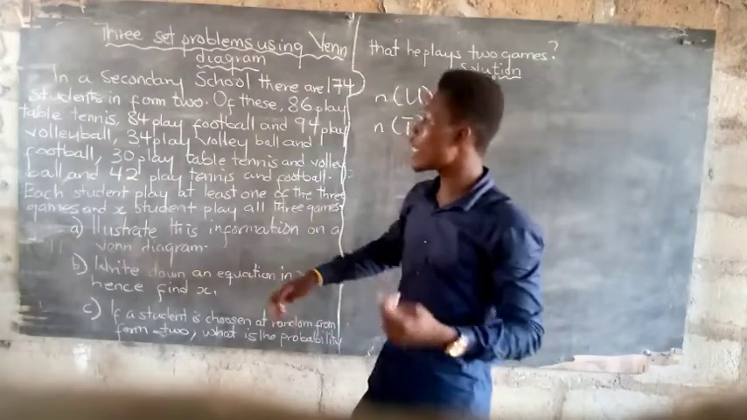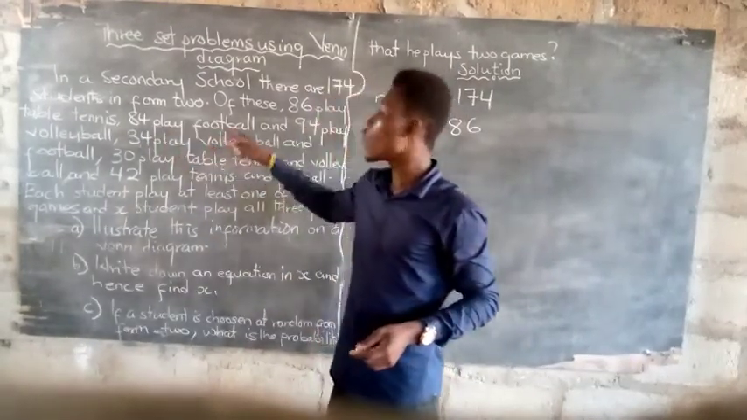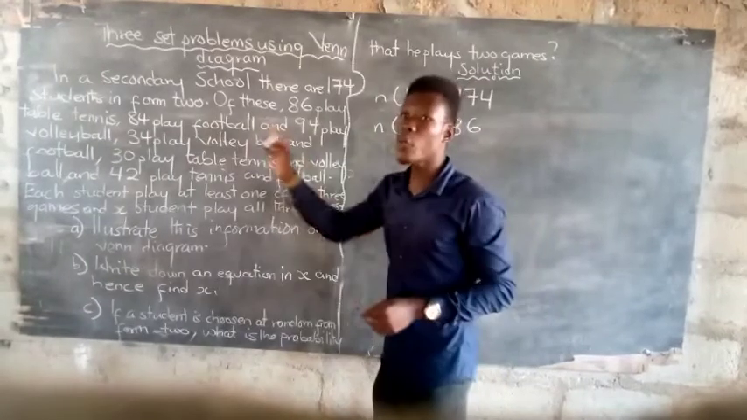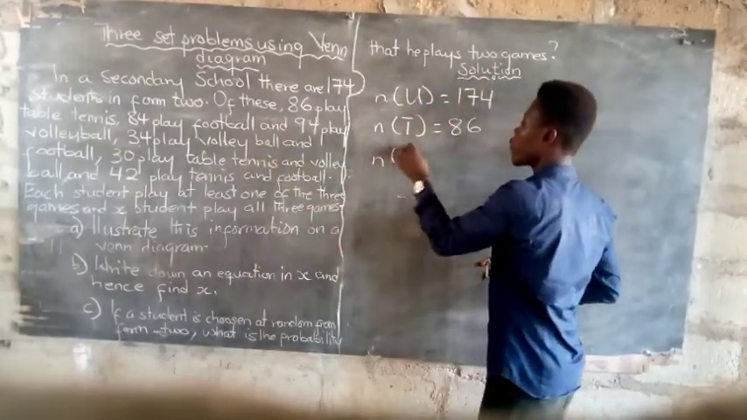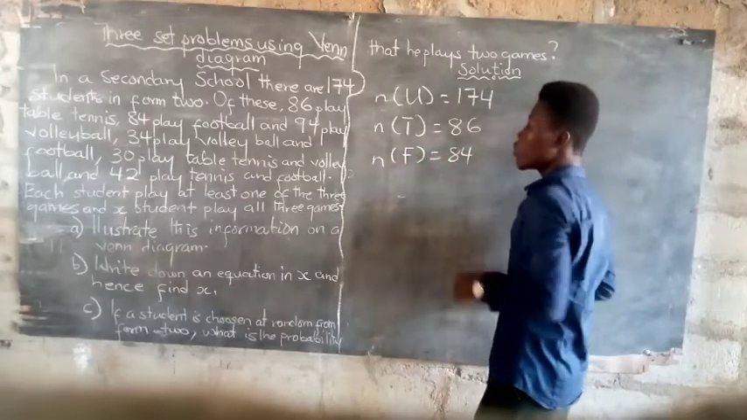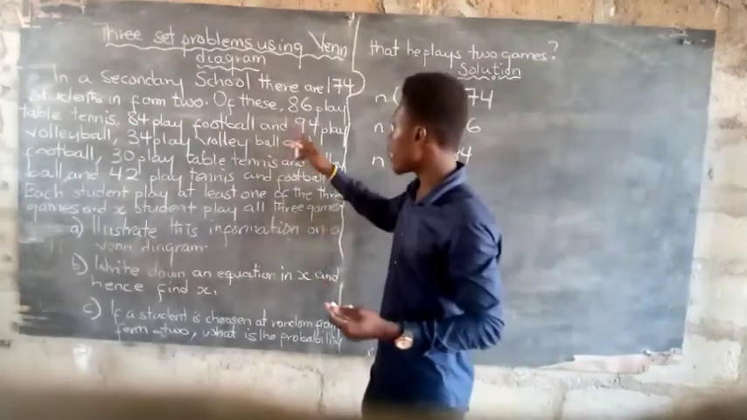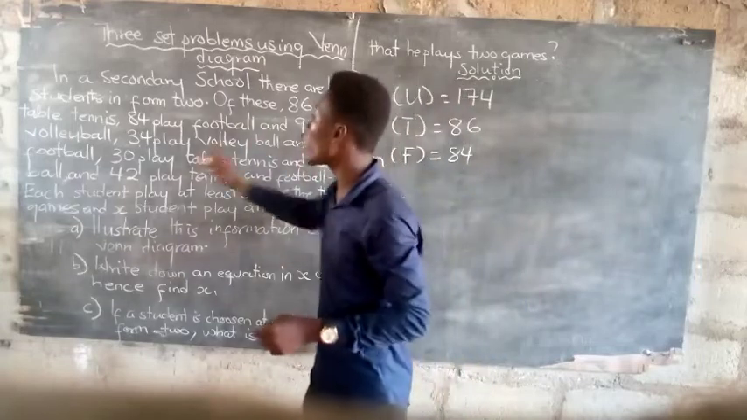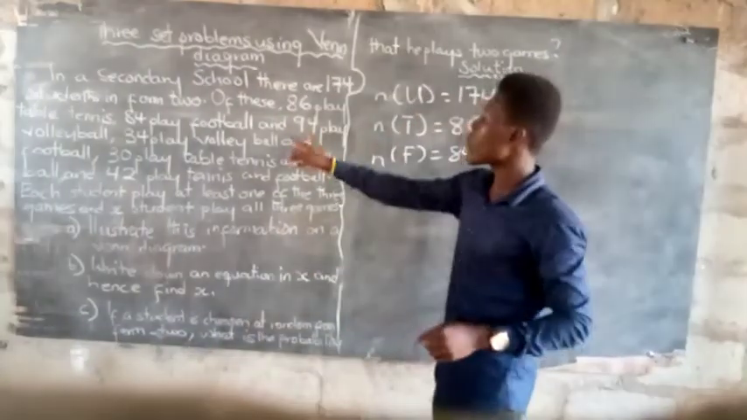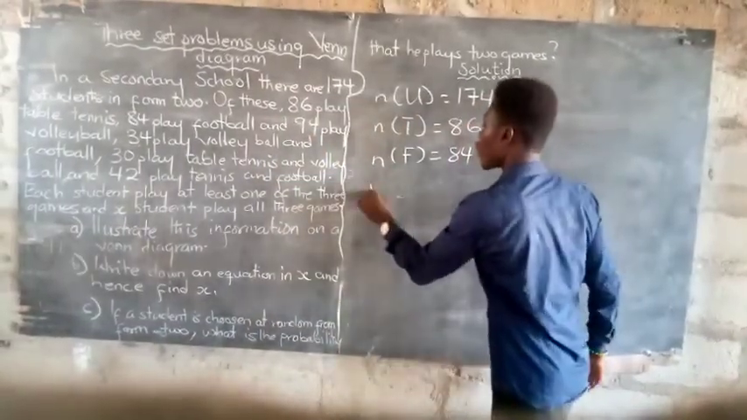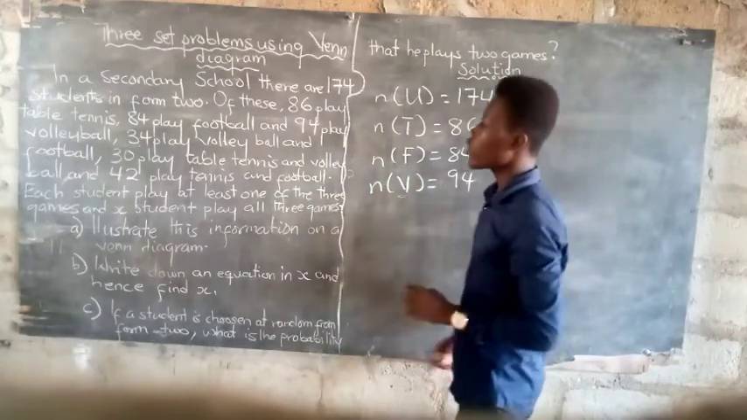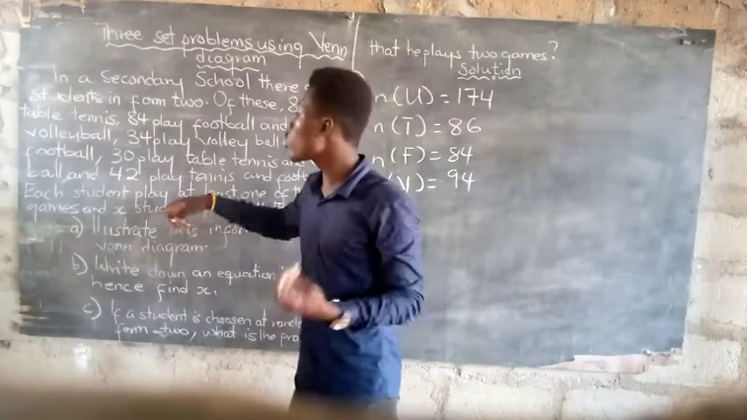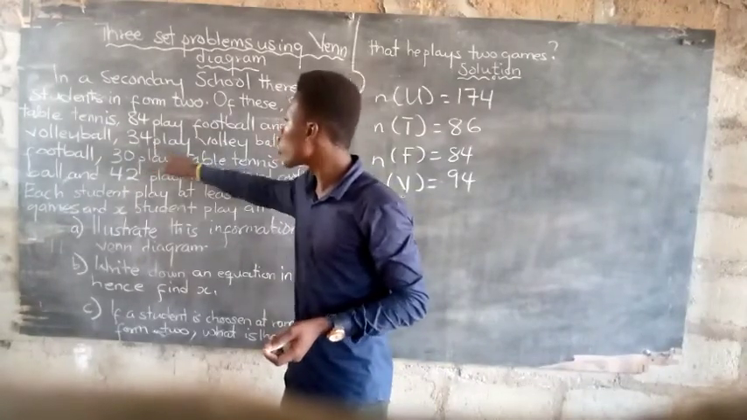Then they told us that 84 play football. Because it's football, we represent football with a capital F. So n(F) is equal to 84. They went on to tell us that 94 play volleyball. Because it's volleyball, we use V. So n(V) is equal to 94.